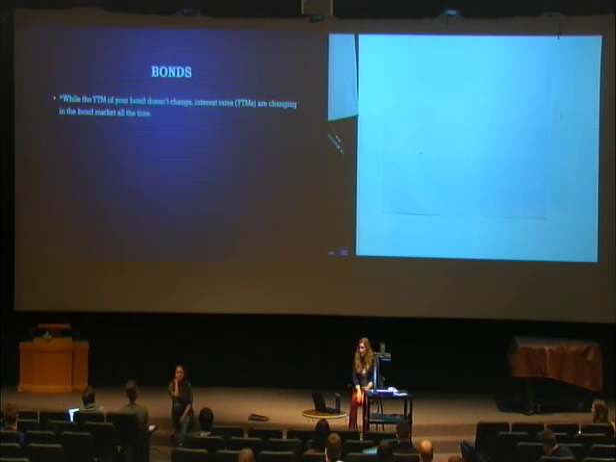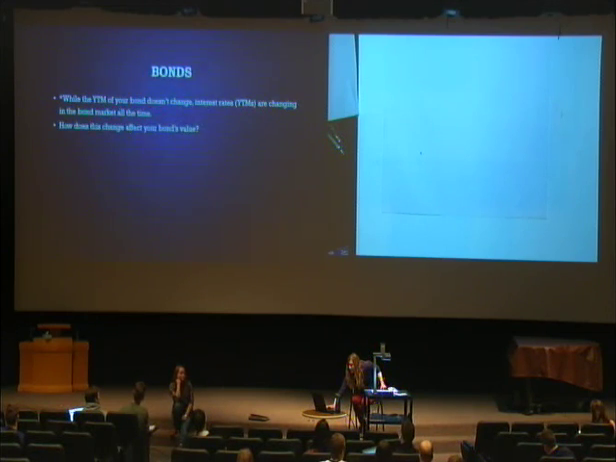Anyway, so as we said, while the yield to maturity of your bond that you buy doesn't change, the interest rates or the yield to maturities can be changing in the actual market. So the question is, how do these changes in YTM affect your bond that you've already purchased? Does anyone have any ideas about that?